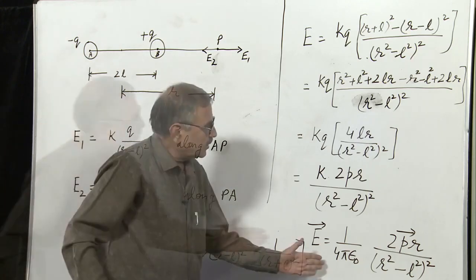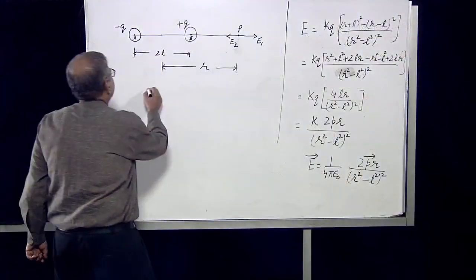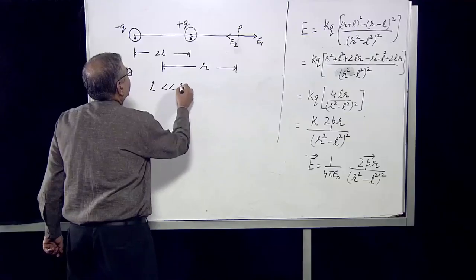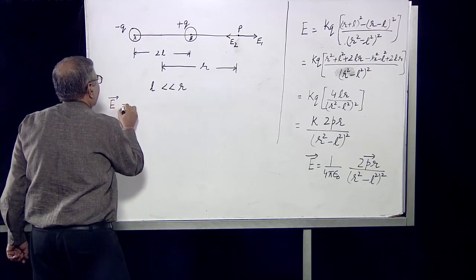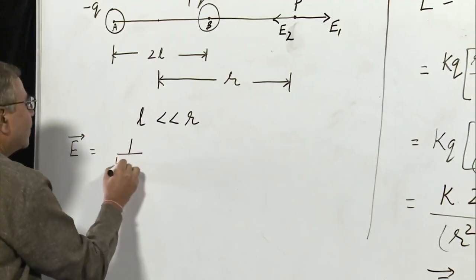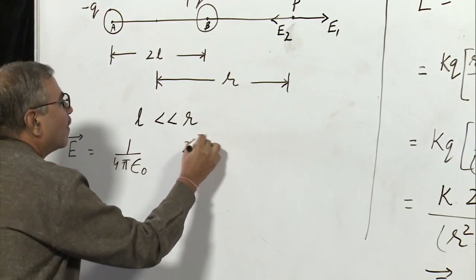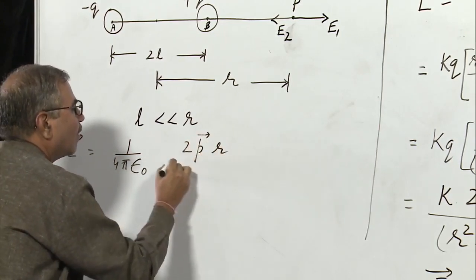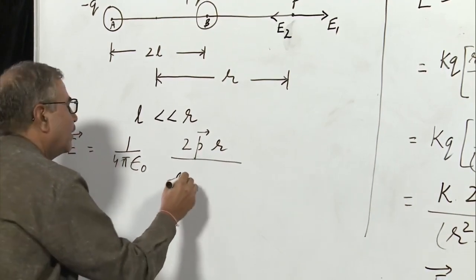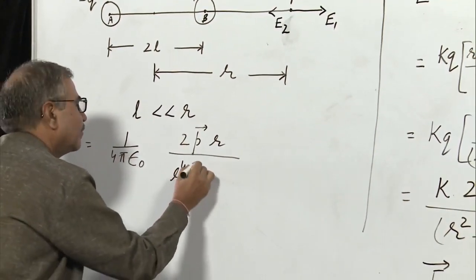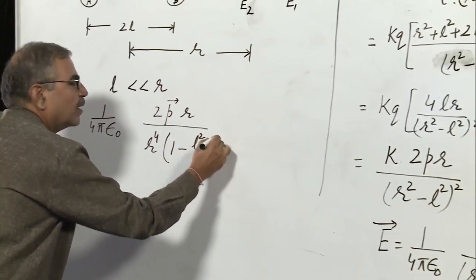So, now let us find the electric field in special case when L is very less as compared to R. L is very small as compared to R. In that situation, E will be equal to 1 upon 4 pi epsilon naught 2PR, taking dividing and multiplying by R square, so it will be R raised to power 4 [1 minus] L square upon R square whole square.